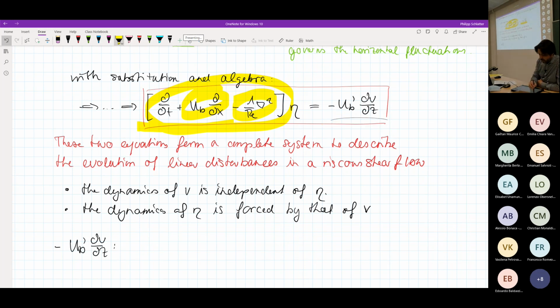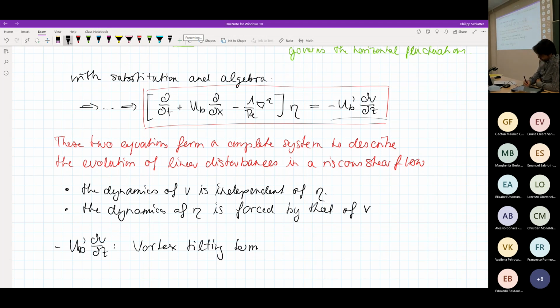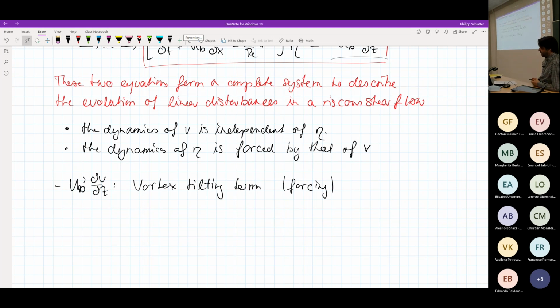So in the end, you can view this as the linearized version of a vortex stretching or vortex tilting. In this case, it's a vortex tilting term because the derivative, it's not on the diagonal, it's kind of an off-diagonal term. So this would be a vortex tilting term, which then acts as a forcing, as we were saying. It acts as a source term in the vorticity equation.